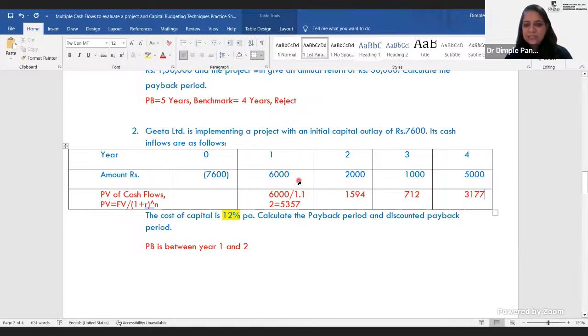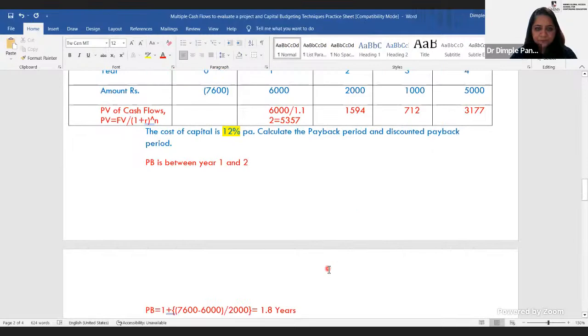Now, instead of looking at 6,000 and 2,000, I would look at 5357 and 1594. Will my answer be between 1 and 2 or 2 and 3? 2 and 3.